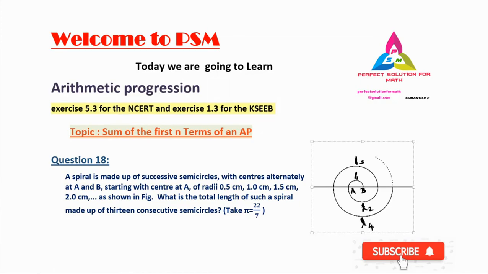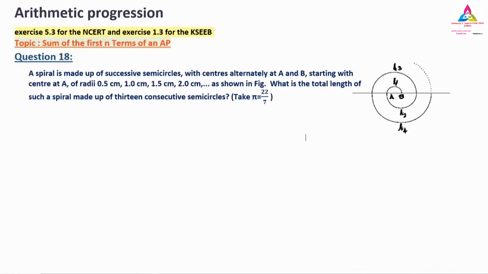Today we are going to learn Arithmetic Progression, exercise 5.3 for the NCERT and exercise 1.3 for the KSEB. Topic: Sum of the first n terms of an AP. In that, question number 18 we will discuss. In that 18th question you can see the diagram also. It is given a spiral. So what is given and what we have to find, we will discuss now. Let us solve that. First, let us read question number 18.